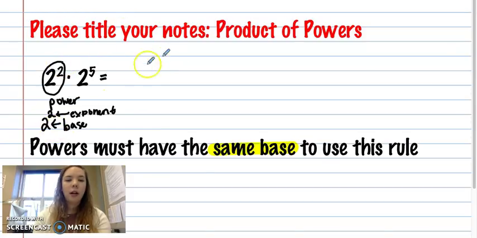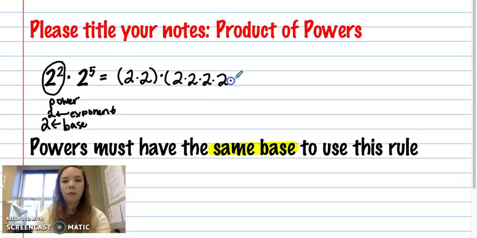All right, so here I have 2 squared, so I'm going to do 2 times 2. Then I have 2 to the 5th, so there should be 5 2's. So total I have 1, 2, 3, 4, 5, 6, 7 2's. Okay, yesterday, hopefully, the pattern you found for that is that you could take 2 plus 5. Okay, that's the shortcut.